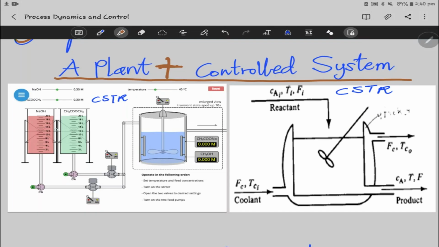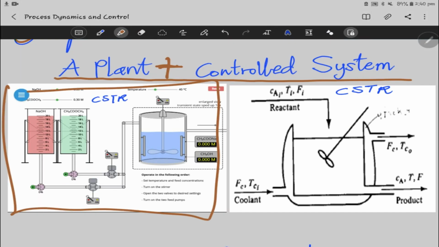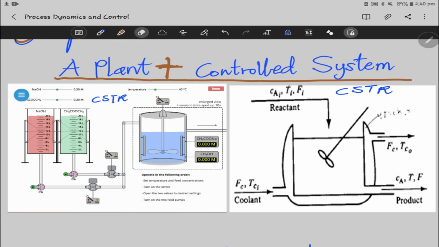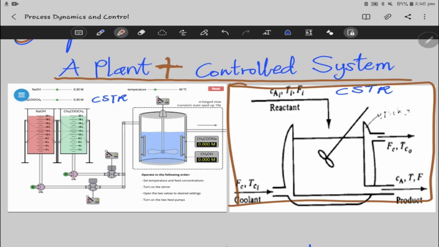So a sample system, a plant with a control system, can be something like this, right? But it's not always that we can represent it this way, as it takes a lot of space and a whole lot of time to design. So generally we simplify it to something like this, and the words and the symbols and everything have their own meaning.